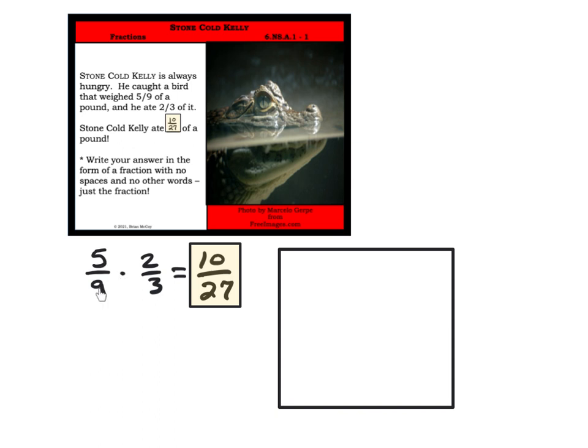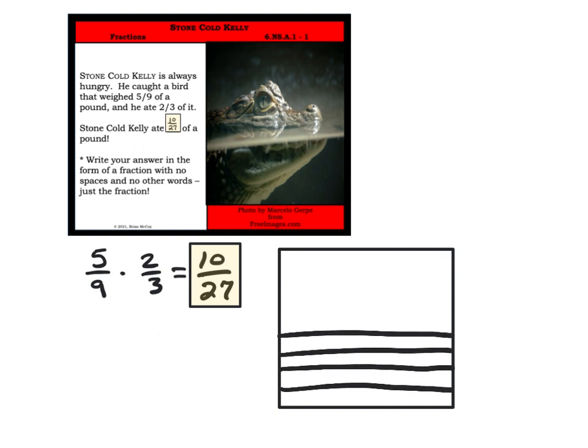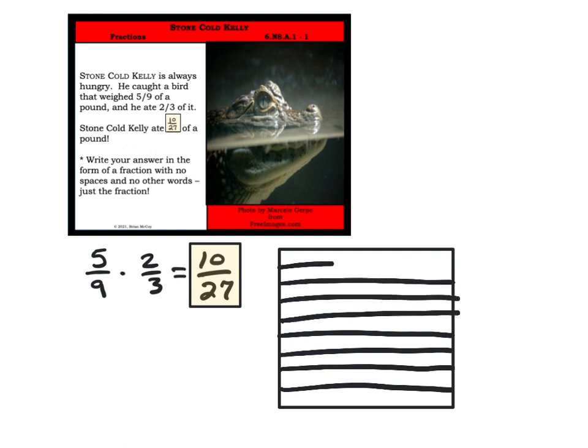I want to make 5/9. So I'm going to start off by making 9 parts here, right? 9 parts means 8 lines. So let's go ahead and do 8 lines. I got 1, 2, 3, 4, 5, 6, 7, and 8 lines, right? And that gives me 1, 2, 3, 4, 5, 6, 7, 8, 9 parts.